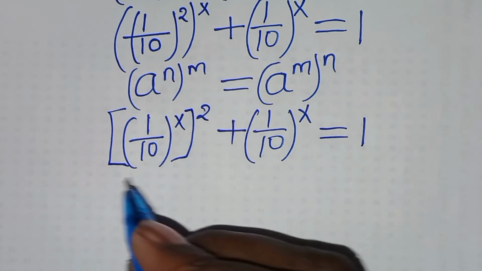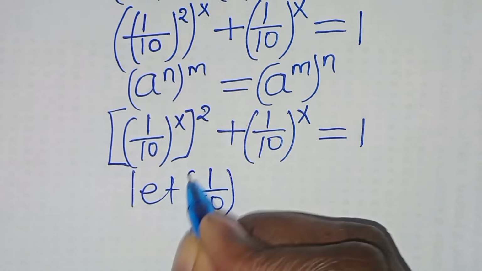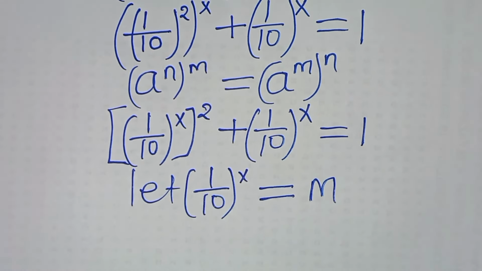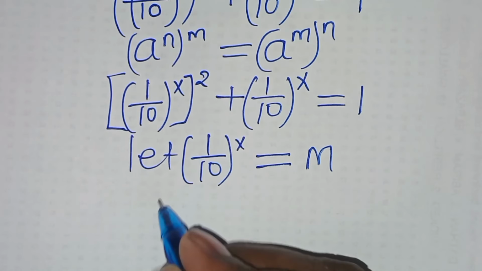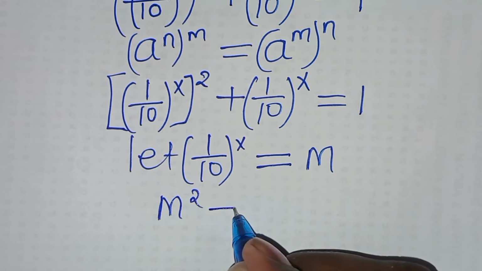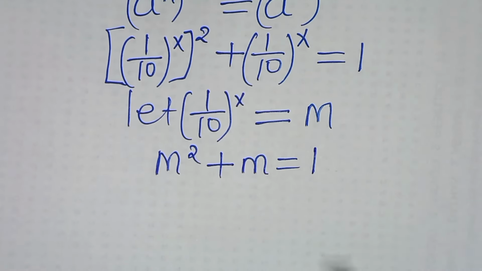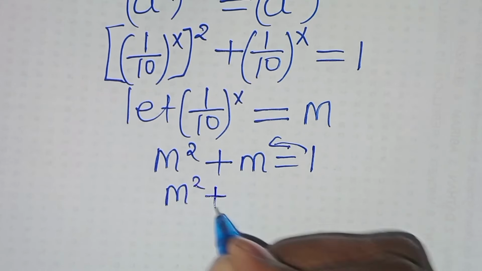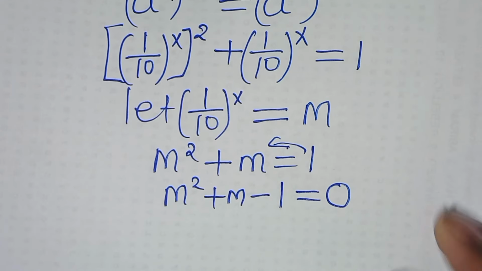The next step from here, we can just say let 1 over 10 raised to the power x be equal to m. So let's substitute 1 over 10 raised to the power x with m. So here we have m squared plus m equal to 1. So let's take 1 to the left hand side. So this is m squared plus m minus 1 equal to 0.